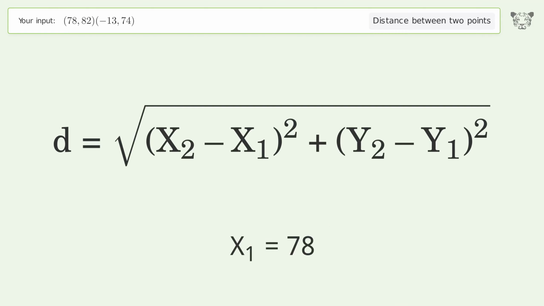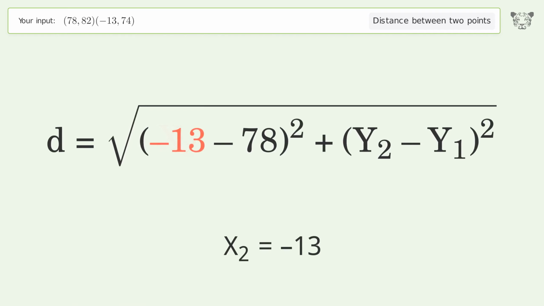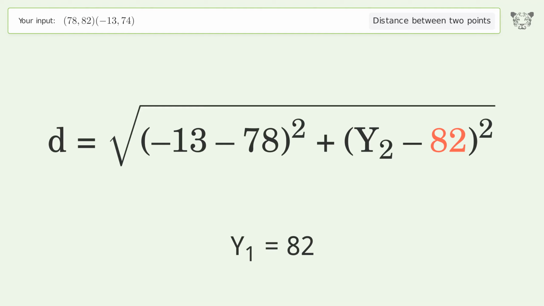x1 equals 78. x2 equals negative 13. y1 equals 82. y2 equals 74.